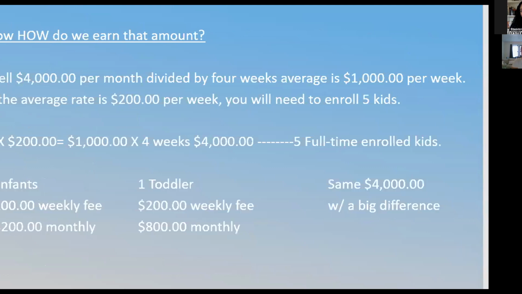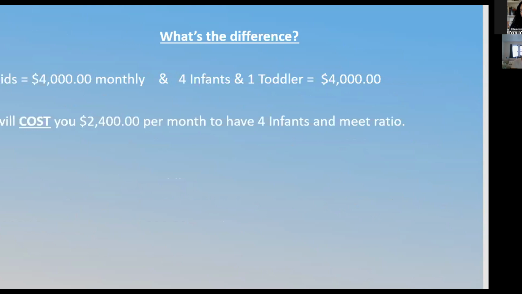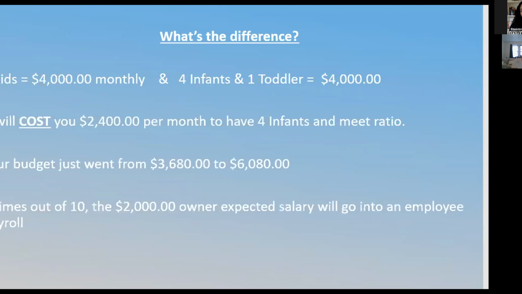Except that life hits you hard, and all of a sudden we have 4 infants and 1 toddler. Now, like I said earlier, in New York, you need to meet the ratio. So if you have 4 infants, that means that you need to have 2 employees. So what was costing you $3,200 monthly is now going to cost you $2,400 a month more. So now your business budget just went from $3,680 to $6,080. And this is what happens 9 times out of 10. The owner expects a salary and they don't get it because expenses come in that you're not expecting.